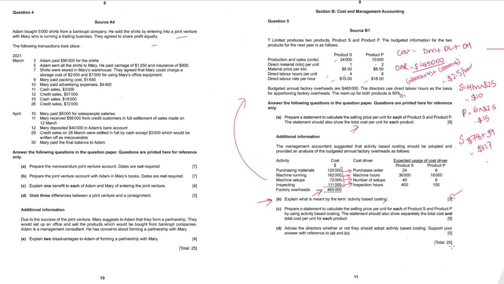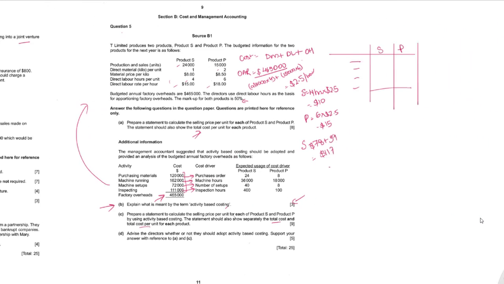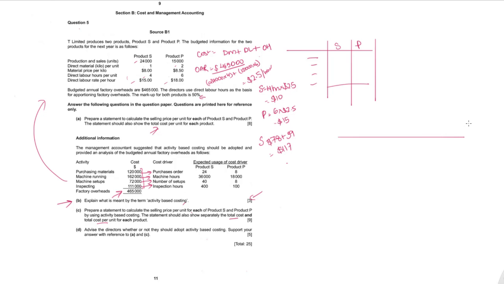Since it is 3 marks, it'll be good if you explain it properly. Part C, prepare a statement to calculate the selling price per unit of product S and product P by using activity-based costing. Okay, the statement should also show the total cost in terms of dollars, the total cost for the overall production, and also the total cost per unit. Okay, so this can also be done in form of a statement.